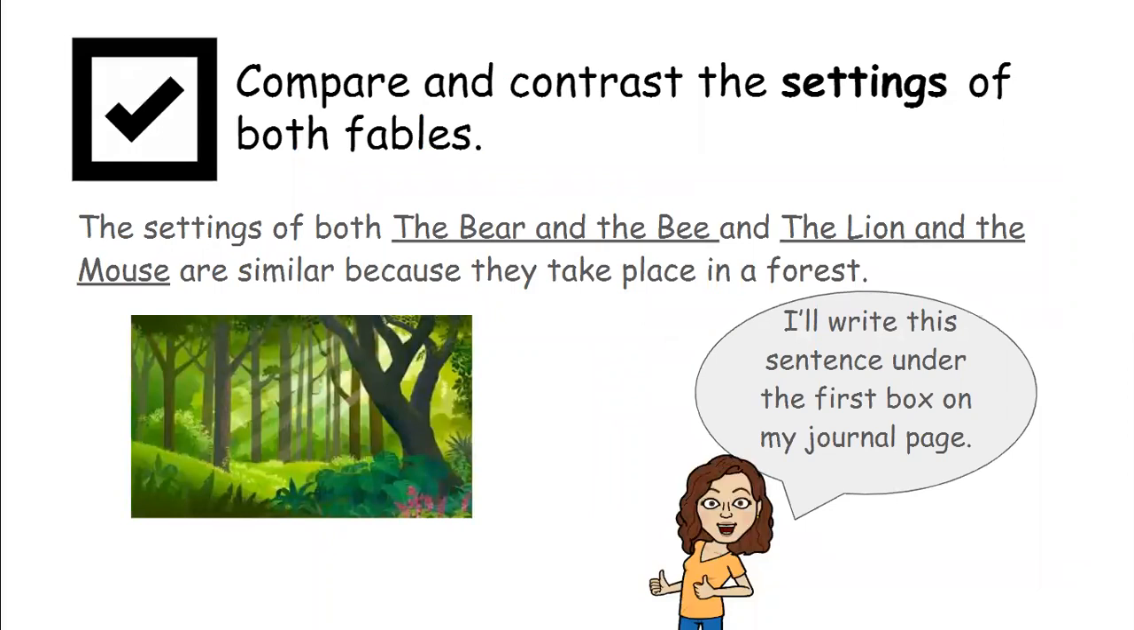Now, as I said, I'm going to use the two stories that you have read, The Lion and the Mouse and The Bear and the Bee, and first consider the settings of both of those fables. I think they are, in fact, exactly the same. So the sentence I'll write in the top box of my paper might be, the settings of both The Bear and the Bee and The Lion and the Mouse are similar because they take place in a forest.